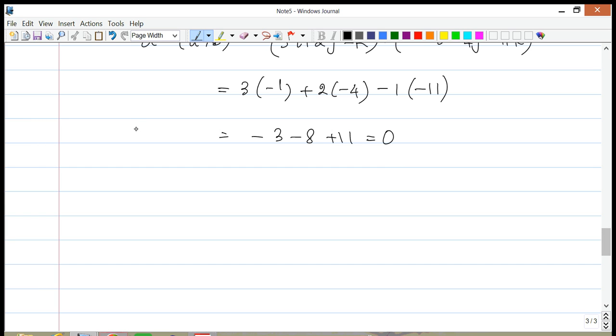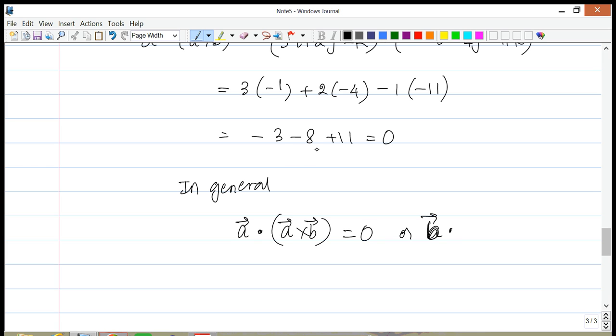And so this tells you that the dot product of the cross product with any of the individual vectors is always 0. So this is a general thing. In general, A dotted with A cross B is going to be equal to 0, or B dotted with A cross B is going to be equal to 0.